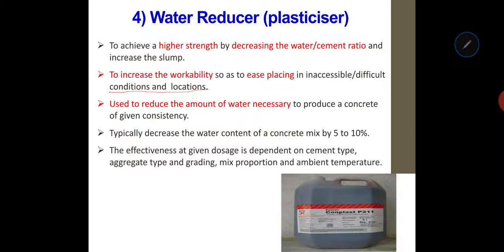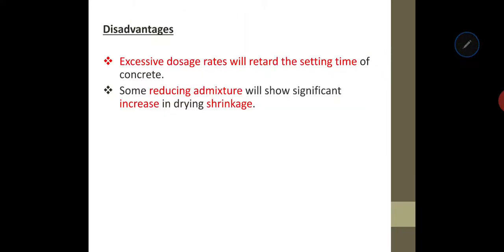Typically it decreases the water content of concrete mix by 5 to 10%. So it all depends on the dosage in terms of the effectiveness. Given dosage is dependent on cement type, aggregate types and grading, mix proportion and ambient temperature. Of course, every admixture has disadvantages. Excessive dosage rates will retard the setting time of concrete. Some water reducing admixtures will show significant increase in drying shrinkage.